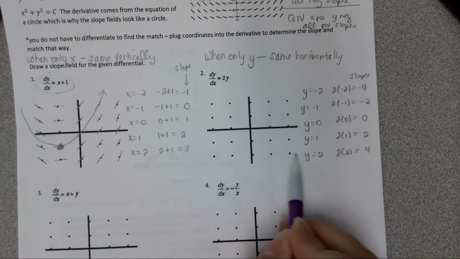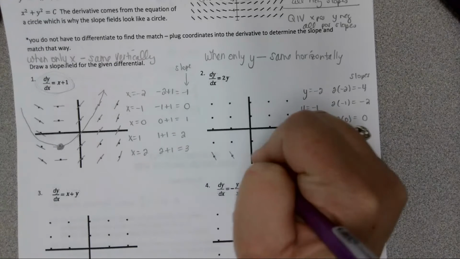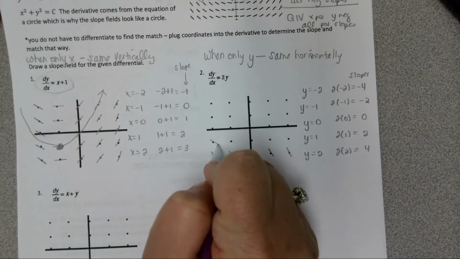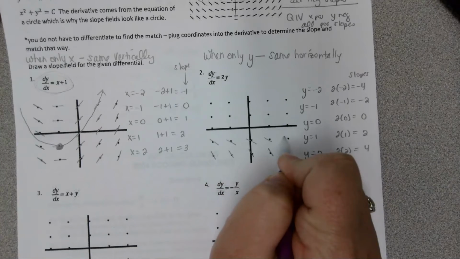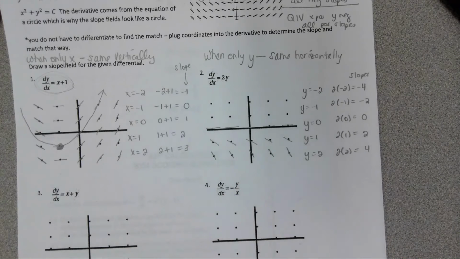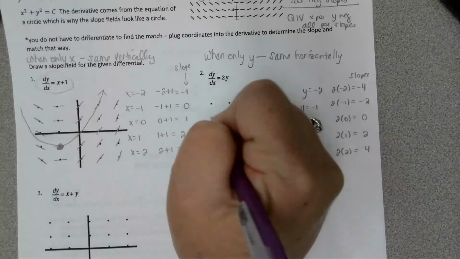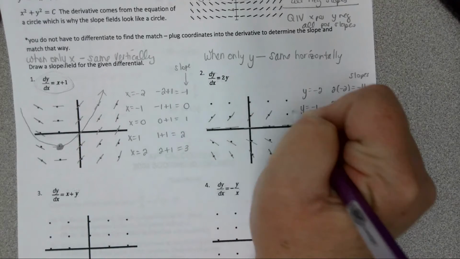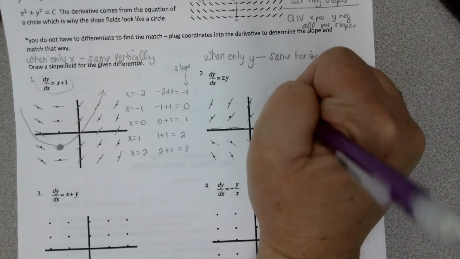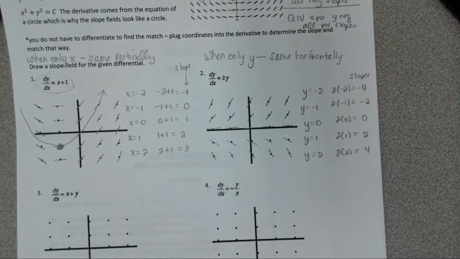Here are my slopes. Y is equal to negative 2. All of my slopes are negative 4. Well, negative 4 is going to be a pretty steep slope. And my slope at y equals negative 1 is negative 2. Well, those are going to be a little less steep. Then at y equals 0, I have horizontal tangent lines. Now, I know they're kind of hard to get in there, but just draw them the best you can. When y equals 2, you have a positive 4 slope, so it's more steep. Okay, so you're just drawing in your slopes, little teeny tiny tangent lines.